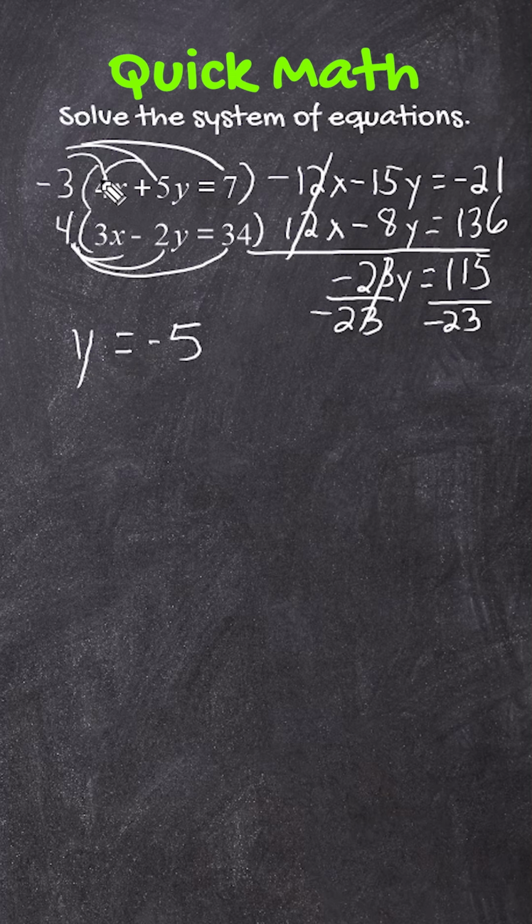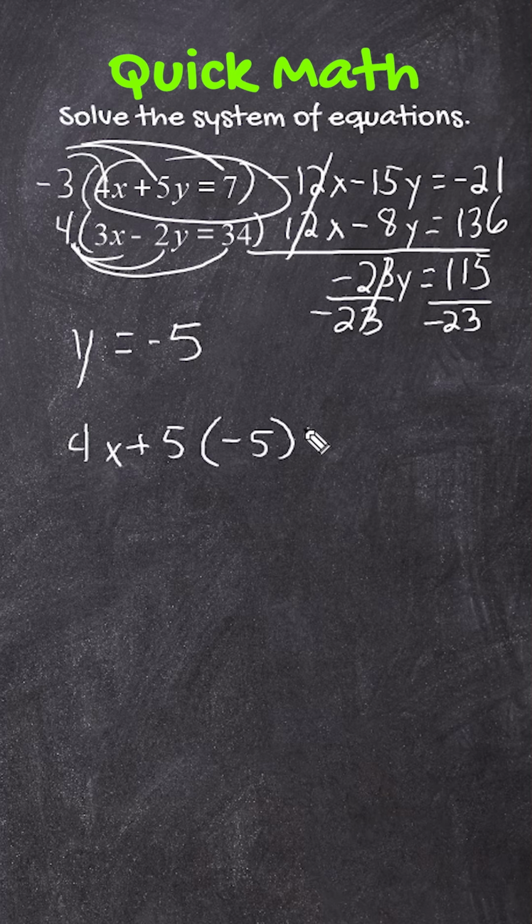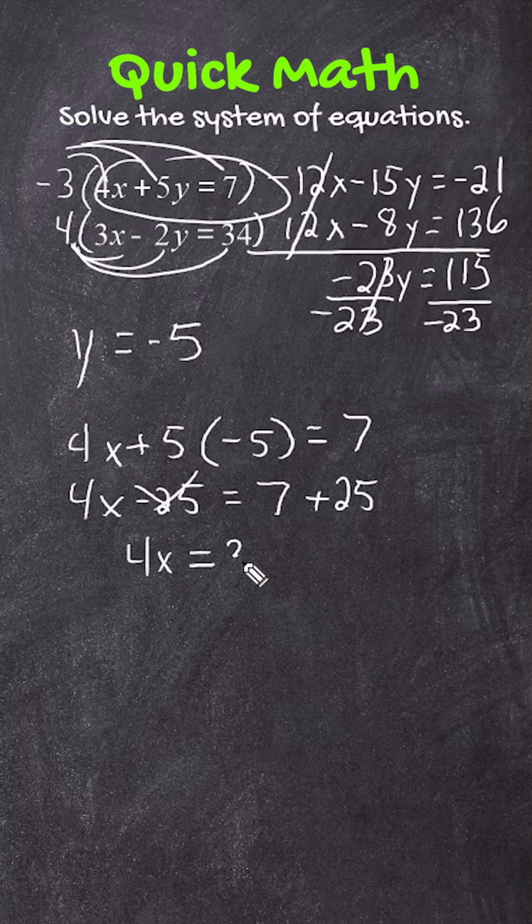Now we're going to substitute -5 into one of our first equations: 4x + 5 times -5 = 7, and solve for x. So we get 4x - 25 = 7. Move the -25 to the other side, and that gives us 4x = 32.